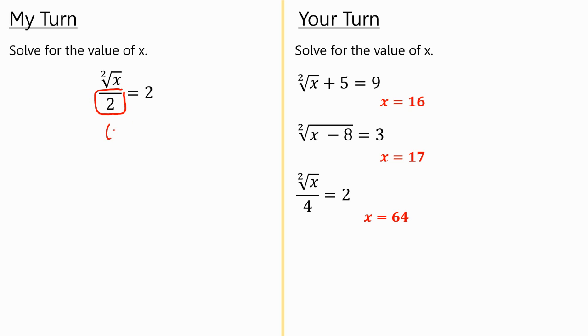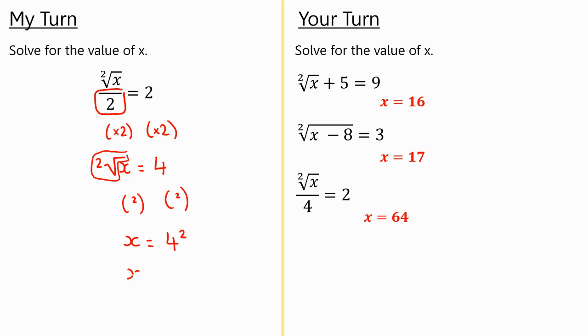So we do that by timesing everything by 2. That leaves me with just the square root of x on the left, and on the right, 2 times 2 is 4. How do you get rid of a square root? You get rid of a square root by squaring. So I'm going to then square both sides. That leaves me with x on the left, and on the right, 4 squared. 4 times 4 is 16.